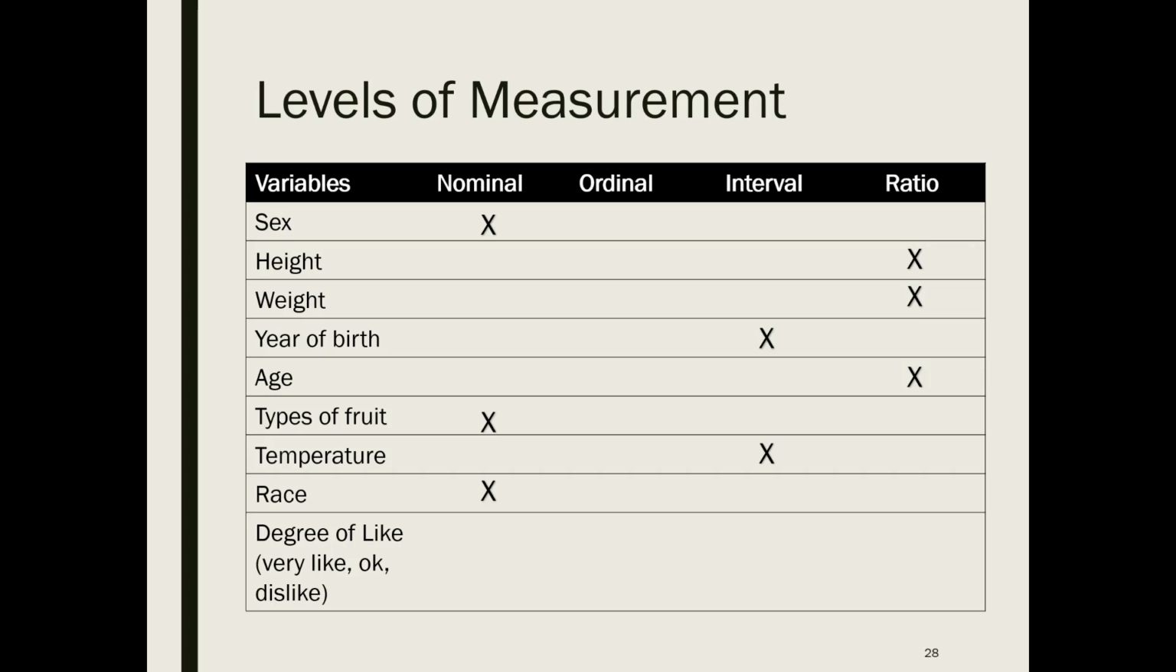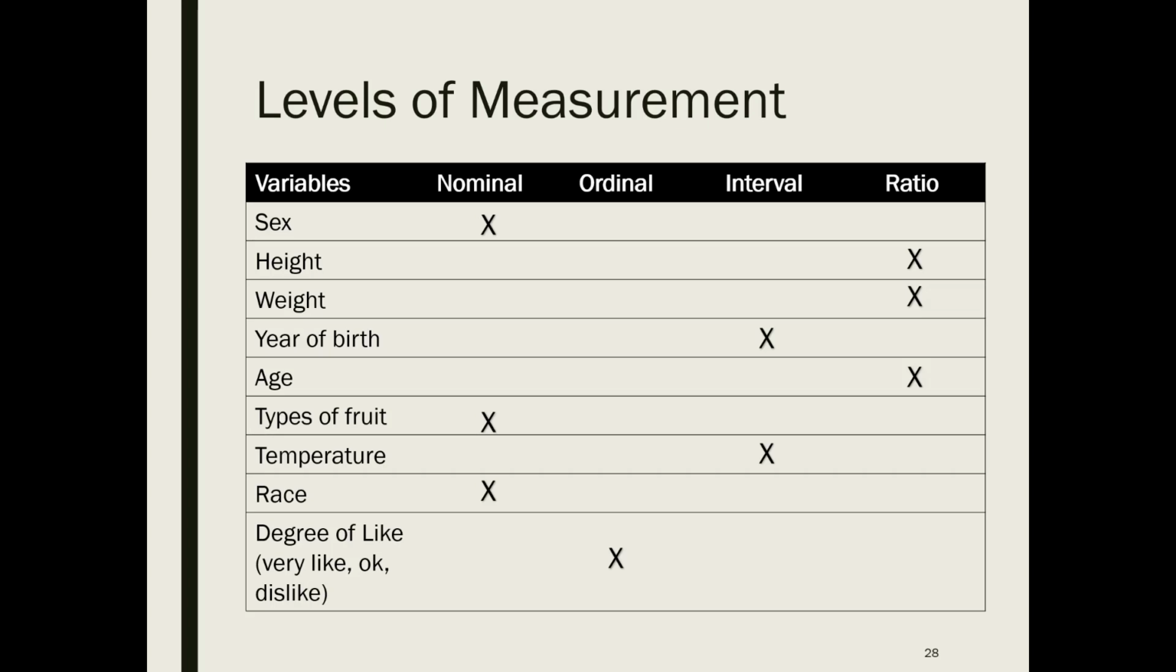Take degree of like: very like, okay, dislike. This is most likely an ordinal variable, because you can rank them based on how you like it: very like, okay, or dislike. Or in the other direction, dislike, okay, very like, right? It's ordinal, but the distance is not really meaningful. Is the distance between very like and okay the same as between okay and dislike? It's really hard to say. So in theory, such variables are considered ordinal variables.